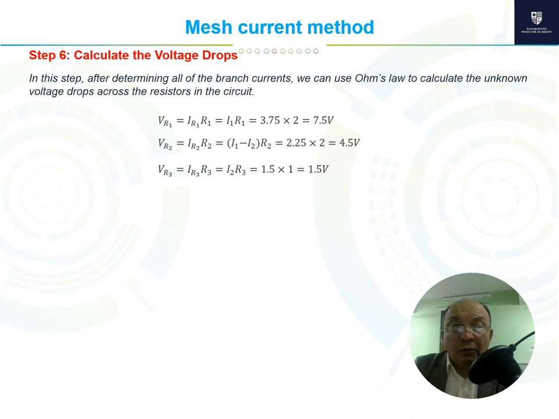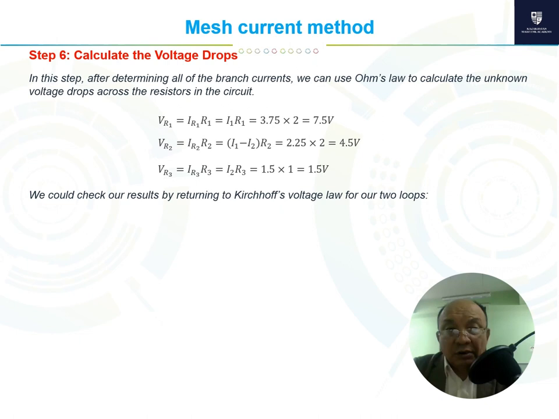And we can check results by returning to the Kirchhoff voltage law for our two loops. So loop 1: VB1 minus VR1 minus VR2. It will be 12 minus 7.5 minus 4.5 equal to 0. So now we can say that Kirchhoff voltage law is true for this circuit. And for the second loop, it's VR2 minus VR3 minus VB2. So 4.5 minus 1.5 minus 3 equal to 0. And for the second loop, Kirchhoff voltage law is also true.